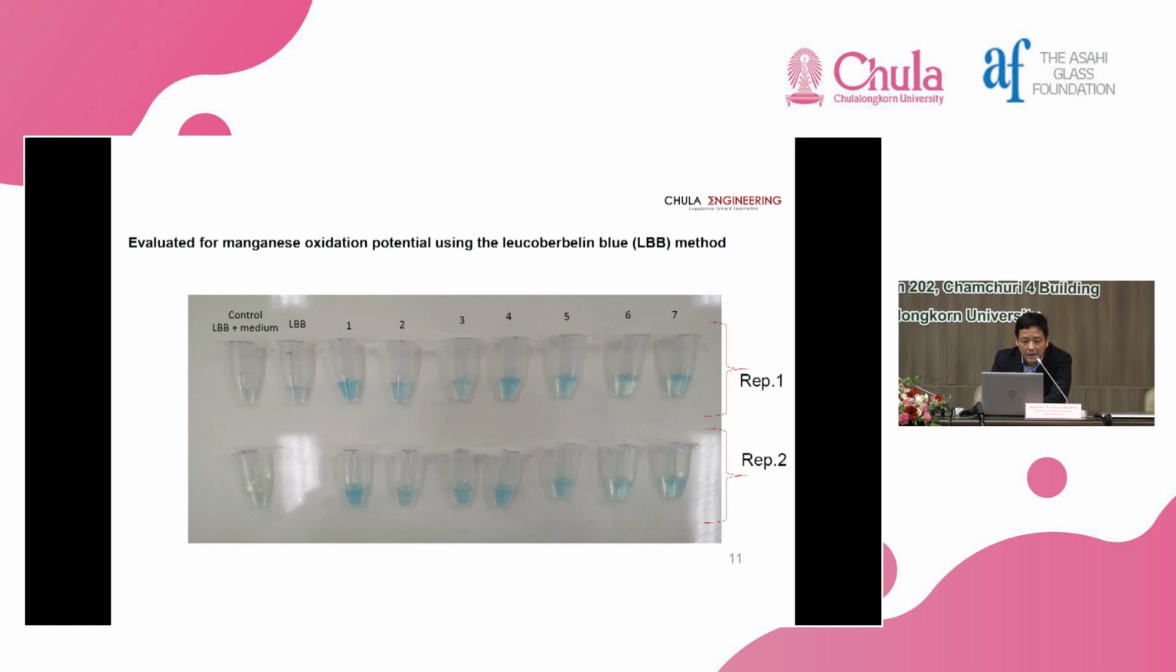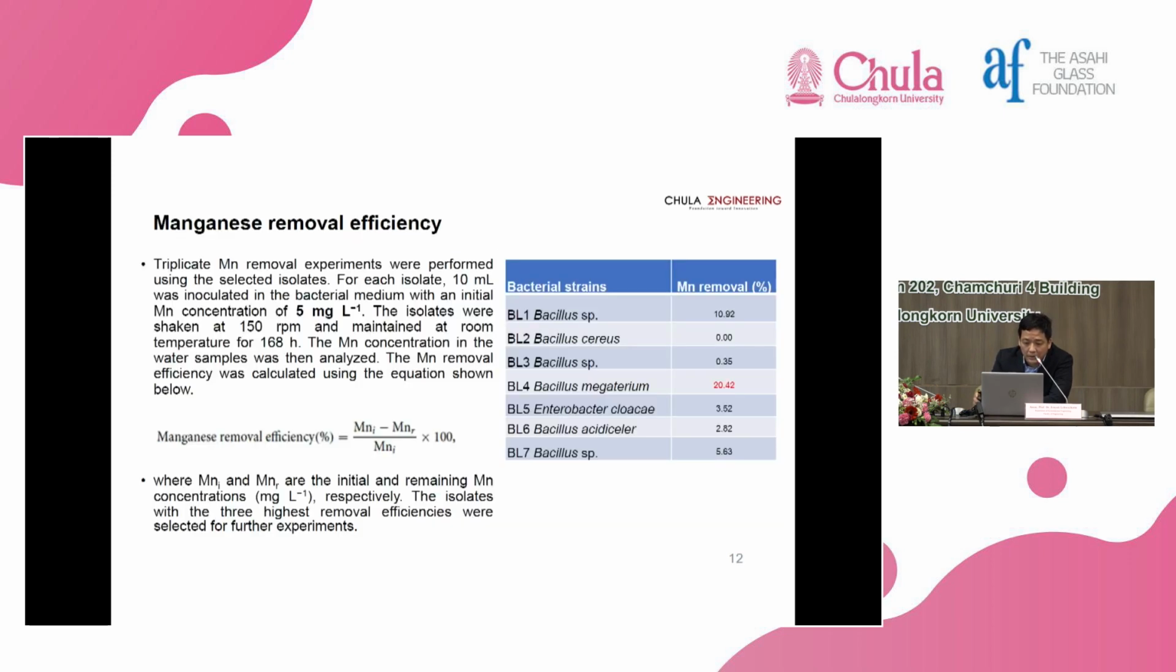So the color is an indicator of removal of manganese. If there's no color change, there's no removal. You can see that some tubes show a color change compared to the control, so manganese removal occurs in the system. We calculate the manganese removal by measuring the initial manganese concentration and the final manganese concentration.